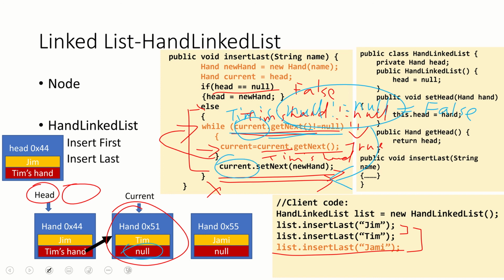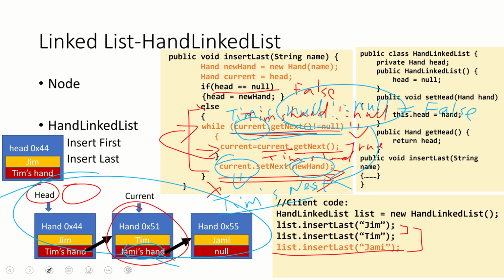Once we return false, then we can go to this line. Okay, so what's the current one? Team, right? So then we set the team's next, obviously over here, to the new hand. What is new hand? New hand is Jamie's hand, right? So we change a reference to Jamie's hand. Then we link them together.